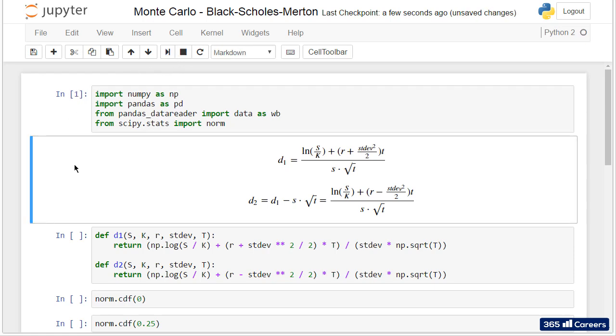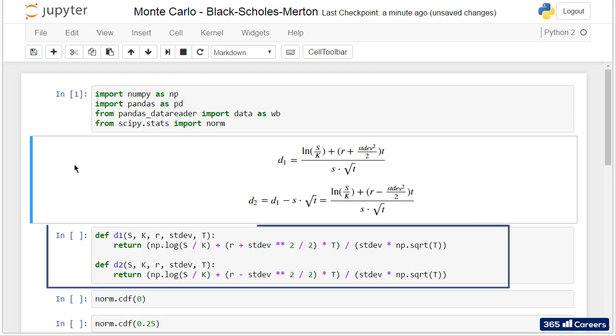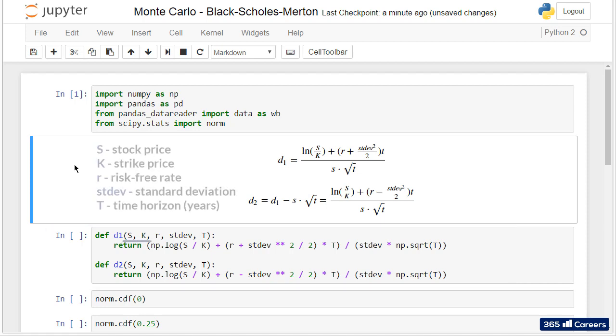Now we are ready to start. In this exercise, we will create functions that would allow us to calculate the D1 and D2 numbers we'll need to apply the Black-Scholes formula and price a call option. The parameters to include are the current stock price, S, the strike price, K, the risk-free rate, R, the standard deviation, and the time horizon measured in years.